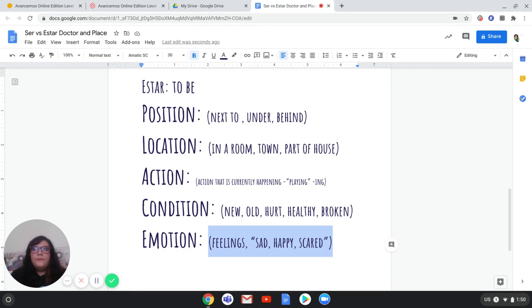Automatically ask yourself, would this fall under doctor, or would it fall under place? And as long as you know what the words stand for, you're like, okay, so is it a location? No. Is it going to be a condition? No. Or yes, maybe, depending on what you're trying to answer. Then you'll know which one it falls under and which your answer should be, or what verb you should be using. So we're going to come back to this.